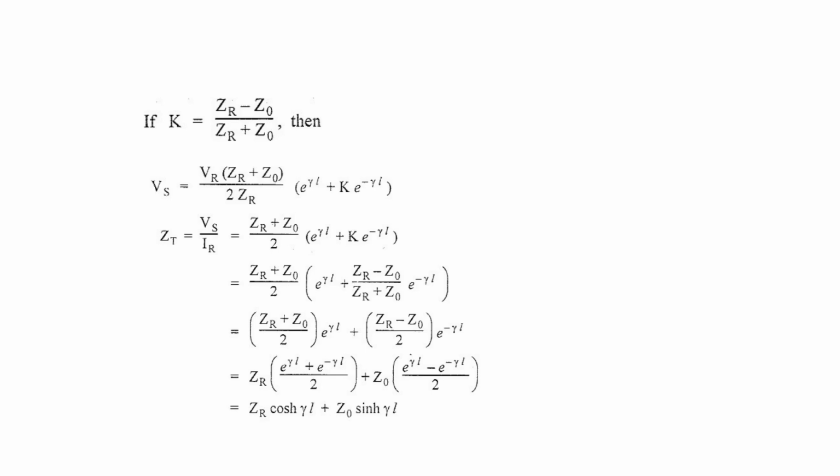Then multiplying (ZR plus Z0) by 2 inside the bracket, the term becomes (ZR plus Z0) by 2 e power gamma L plus (ZR minus Z0) by 2 into e power minus gamma L, since ZR plus Z0 terms are cancelled. Grouping ZR and Z0 terms separately, it becomes ZR into (e power gamma L plus e power minus gamma L) by 2 plus Z0 into (e power gamma L minus e power minus gamma L) by 2. The first term is cosh gamma L, and this term is sinh gamma L. Therefore, the transfer impedance becomes ZR cosh gamma L plus Z0 sinh gamma L.